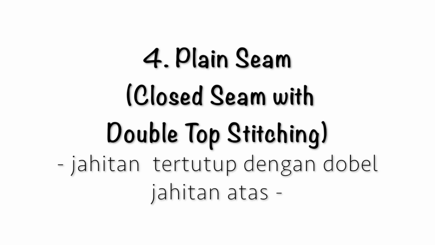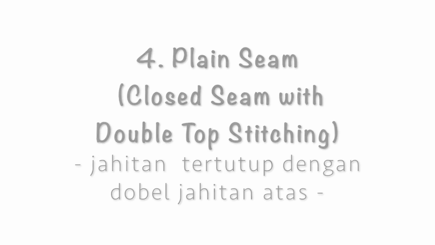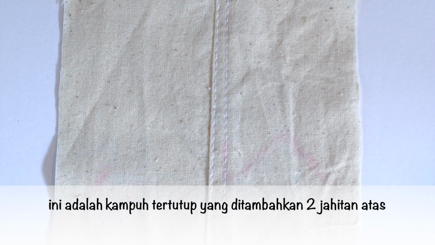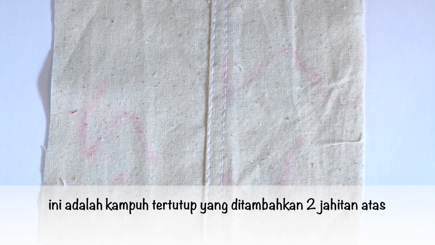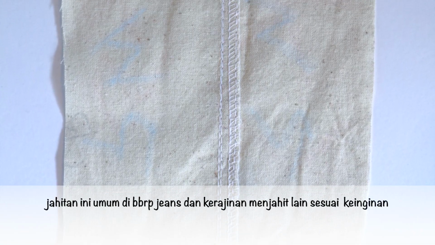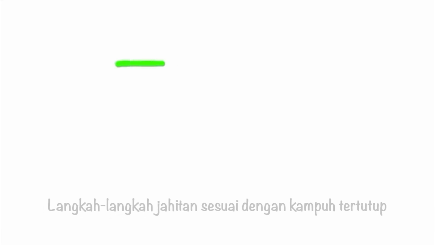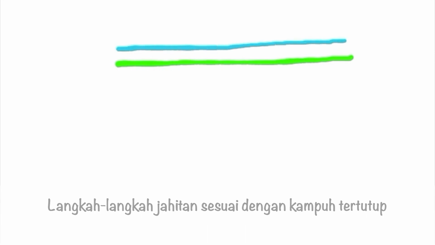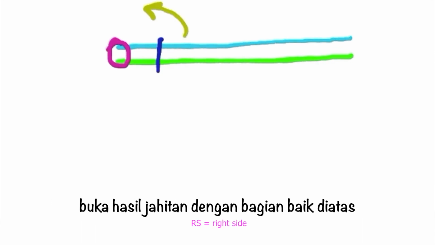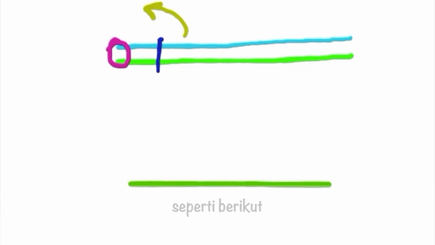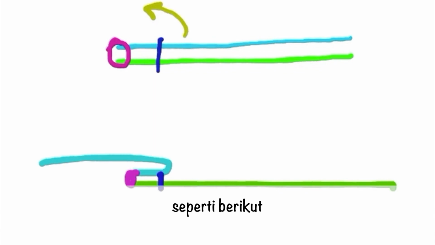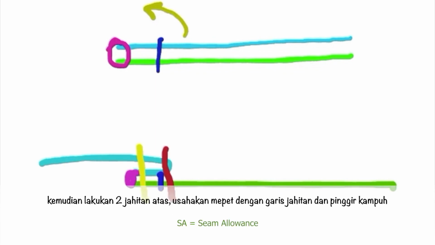Plain seam, closed seam with double top stitching. Actually, this is just a closed seam but adding 2 top stitching. It's common in some denims and some other sewing seams depending on the purpose. The constructions. Do the same steps as the closed seam. Open the sample like this so it will be in the right side. And then do top stitching next to the seam line and the seam allowance edge.